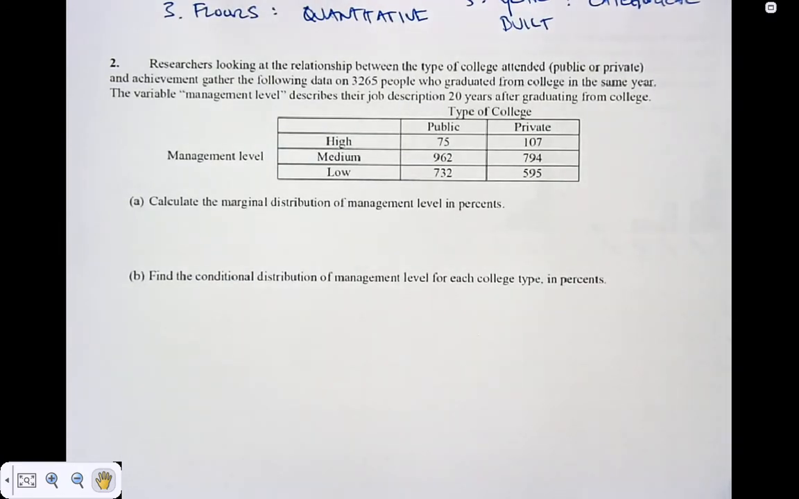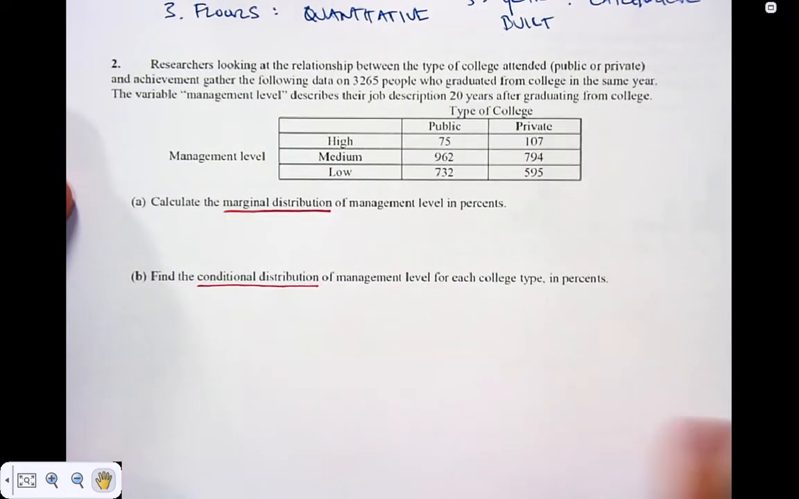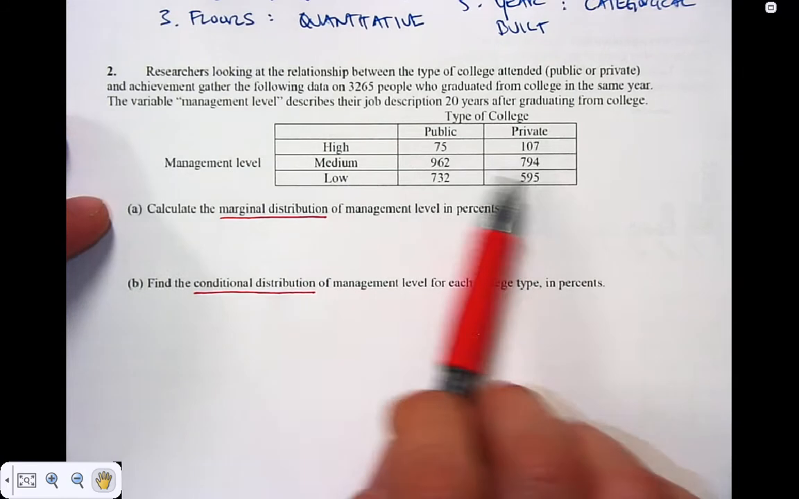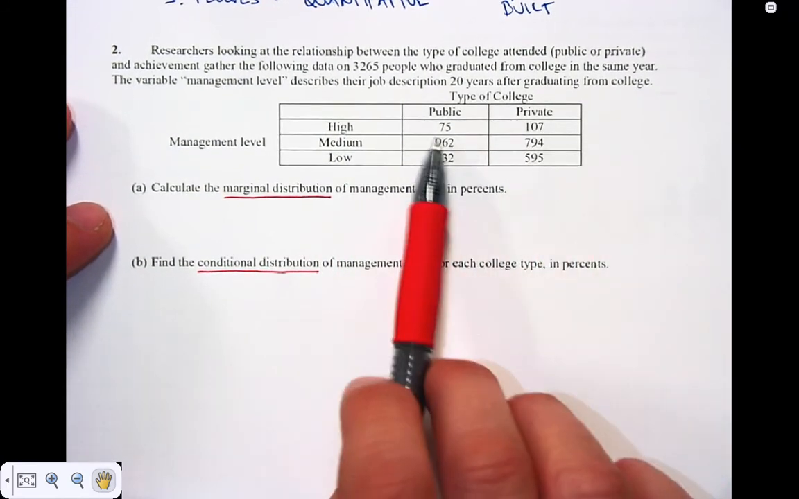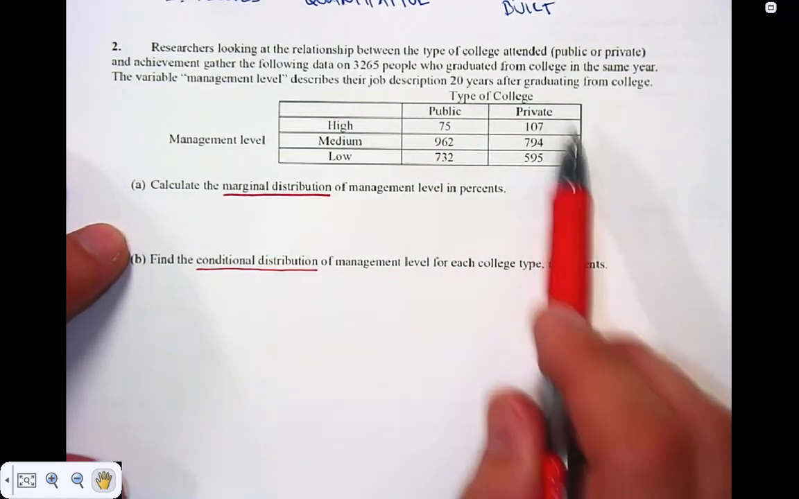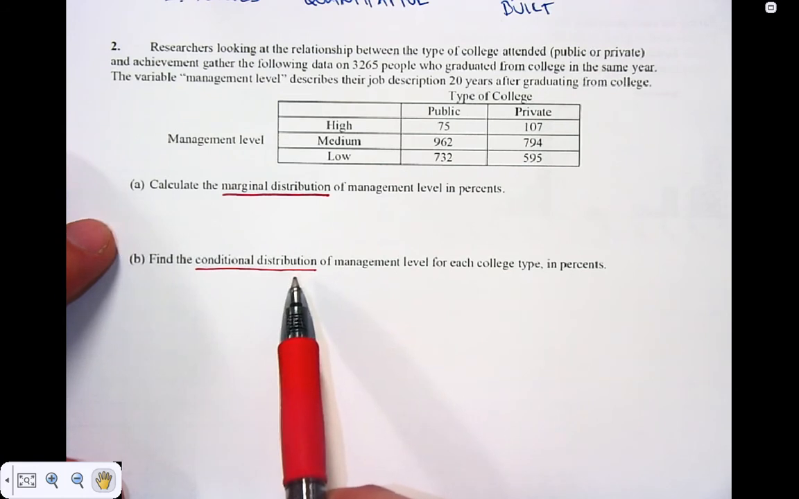Okay, moving into number 2, we've got marginal distribution and conditional distribution. This definitely ends up being a little confusing for students the first time around. A lot of people get confused because this table is different than a lot of tables that I gave you in the notes. Notably, there are no totals.